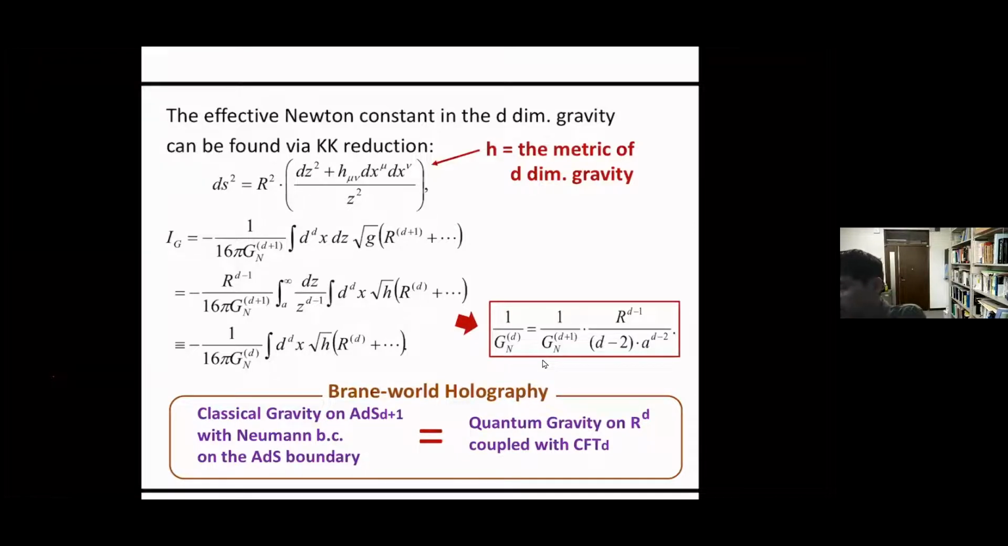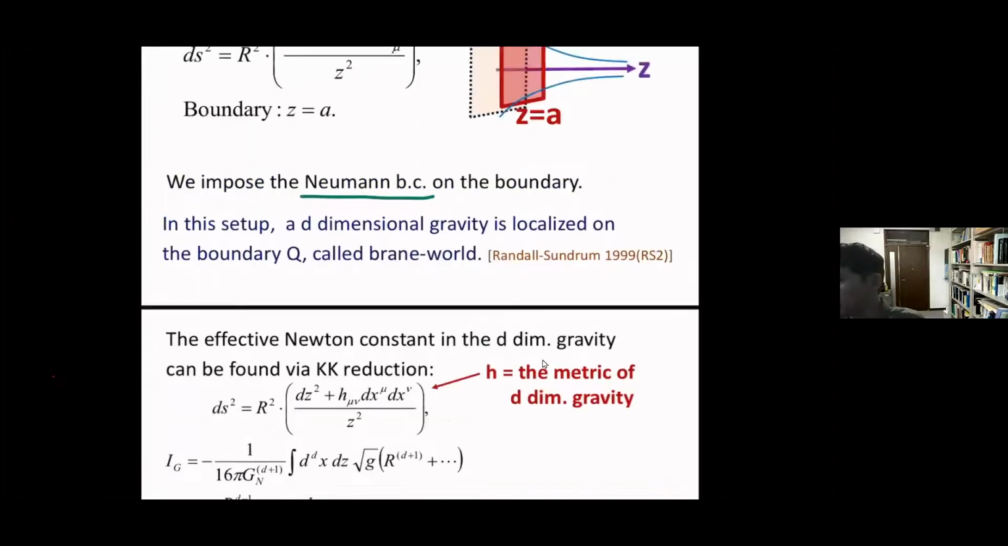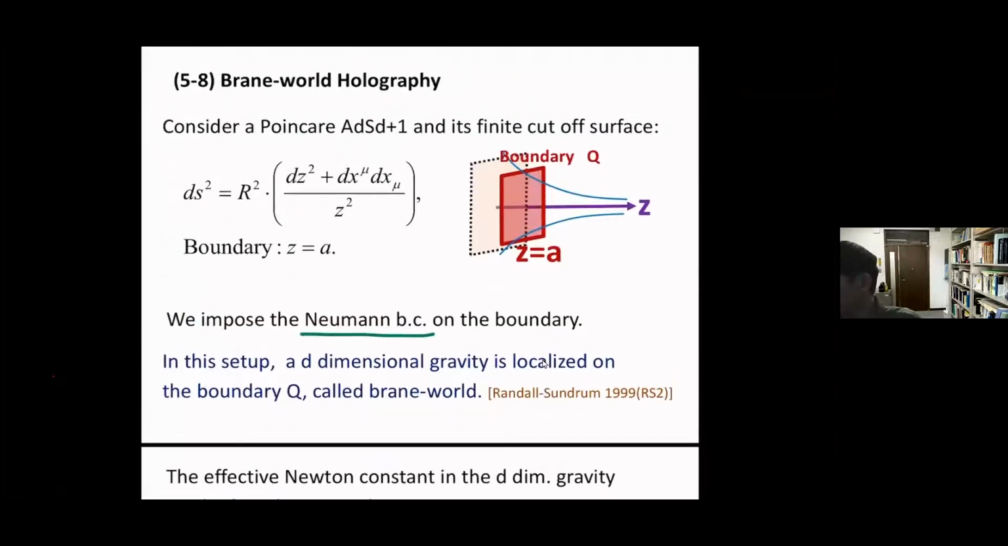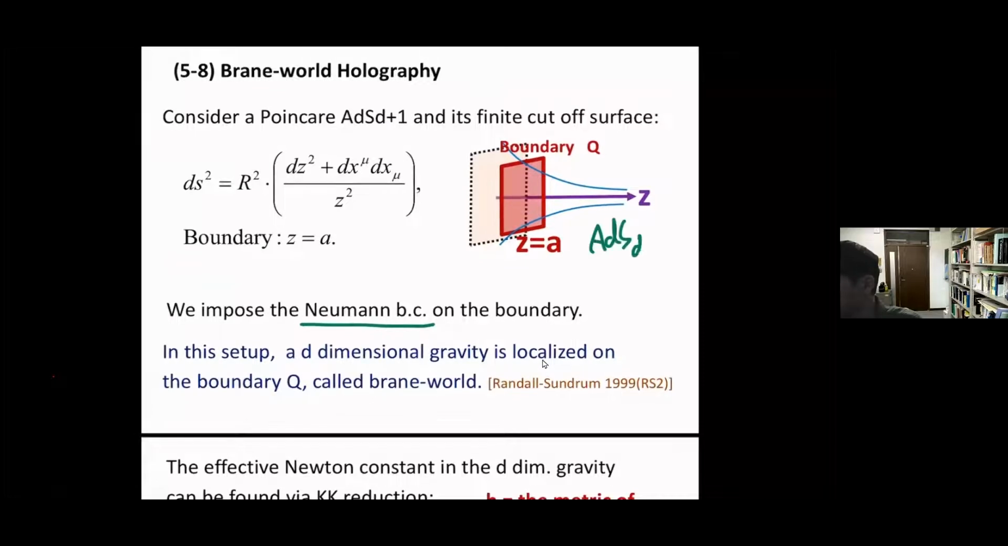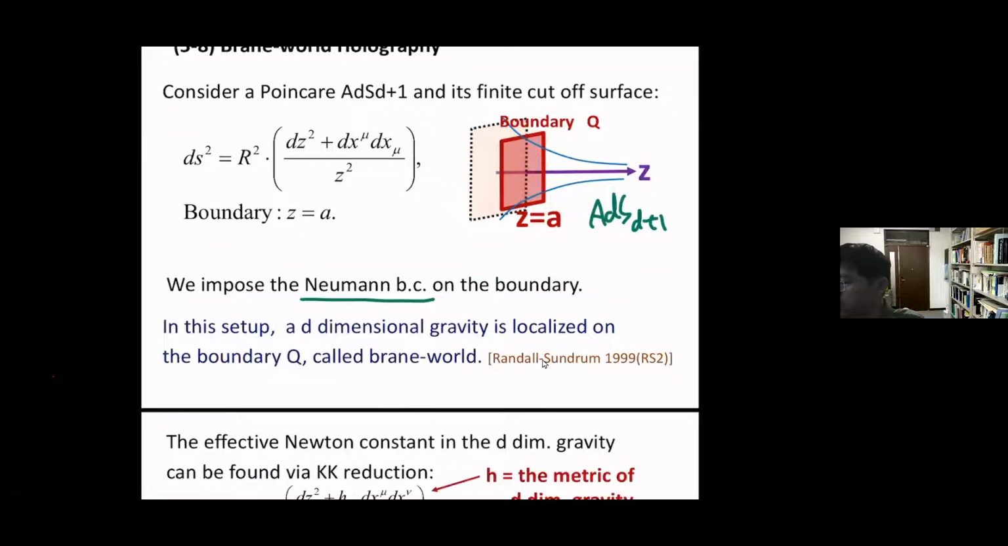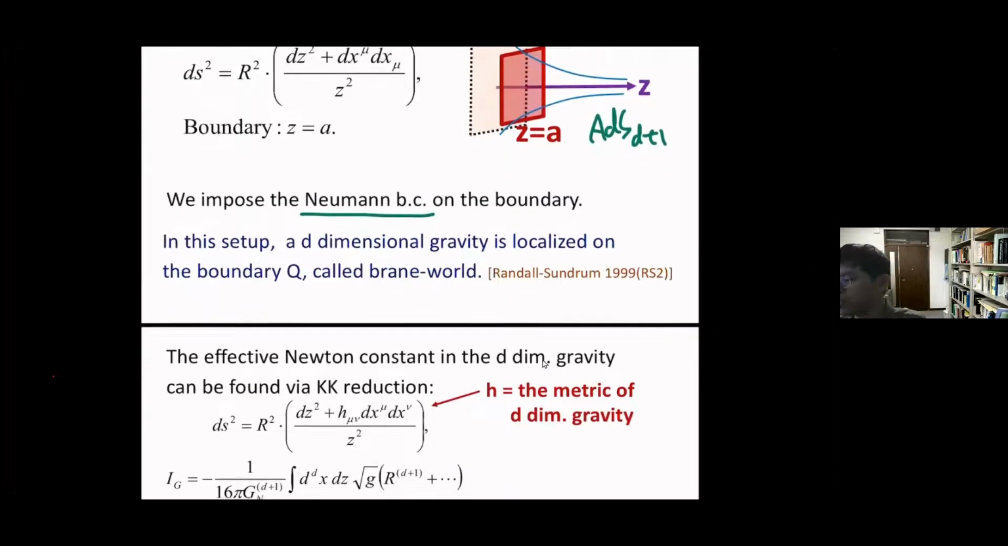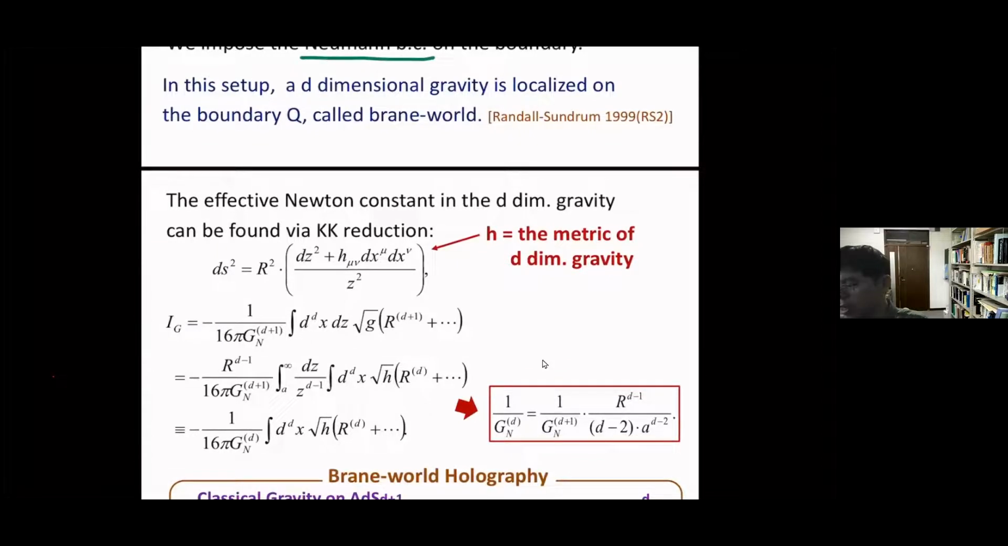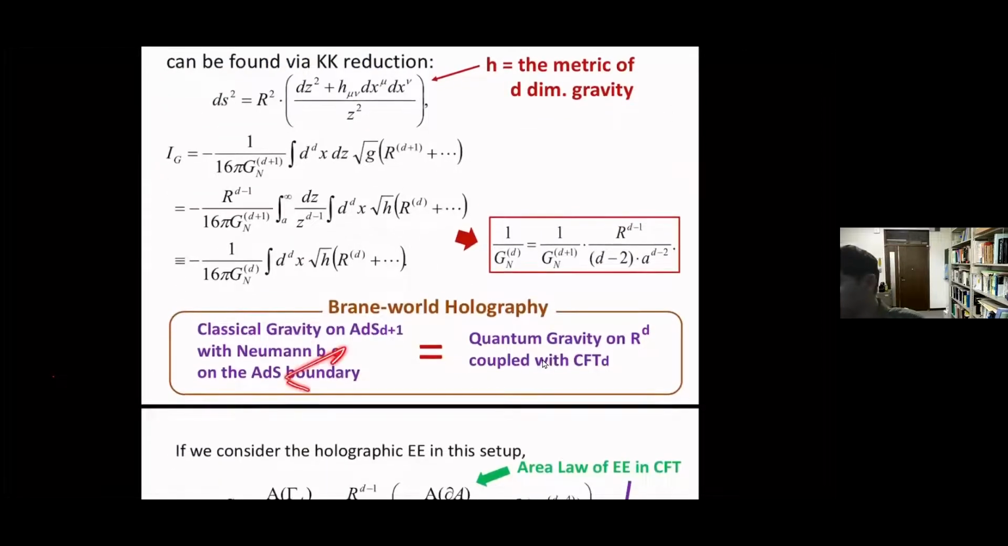The claim is like this. Classical gravity on AdS d+1 with Neumann boundary, this is exactly this one. We have AdS d+1 here, with some boundary, and we impose the Neumann boundary condition. And a can be any value, not necessarily small. Then this is equivalent to, in the sense of AdS/CFT, this is the AdS side and there is a CFT side. And then the CFT side is actually quantum gravity.